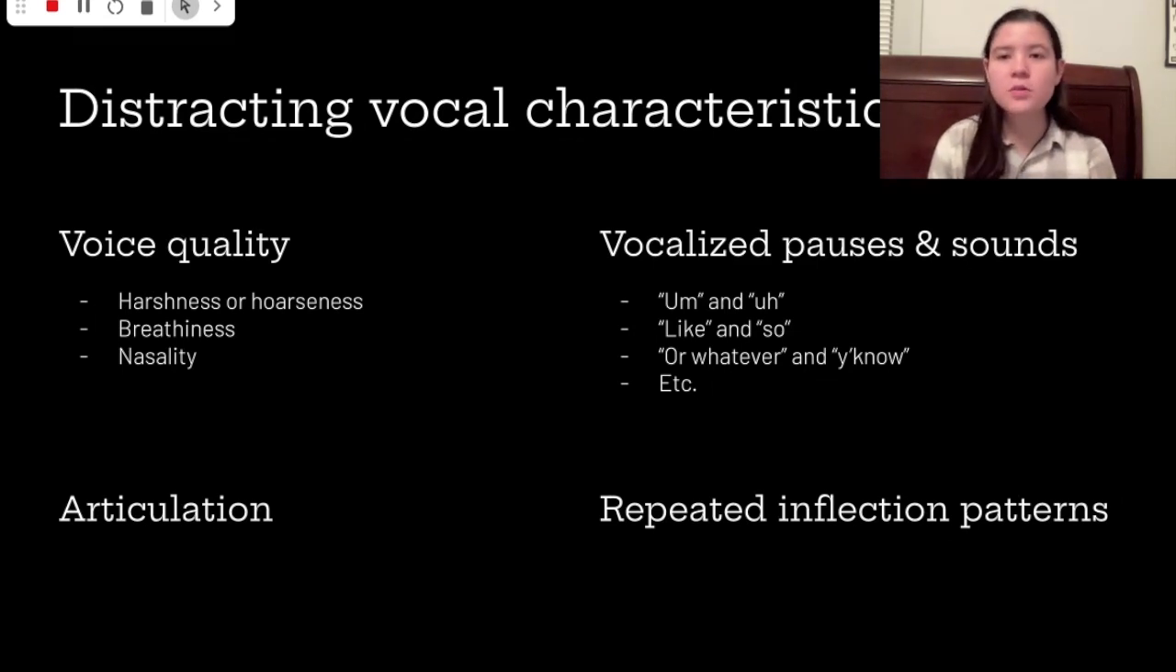You also want to be careful with repeated inflection patterns. This goes back to variation when talking about your volume and your pitch and all of these things. Inflection patterns you also want to add variety to. You don't want to go down every sentence, because if you do, it gets repetitive.